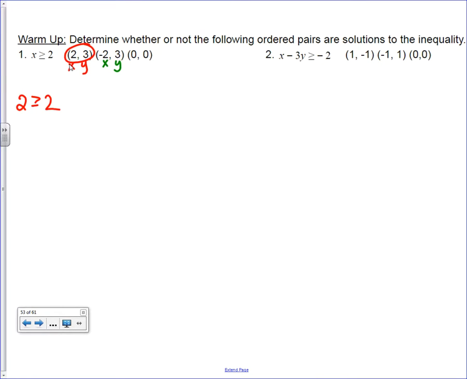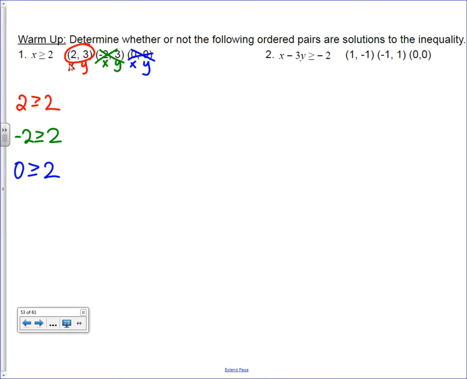Second ordered pair there. I'm going to plug in -2. True or false? So that one is not a solution. And third ordered pair. I'm plugging in 0. Is that true or false? False. So of those 3, only one of them is a solution. How we doing? Okay, let's move over here.